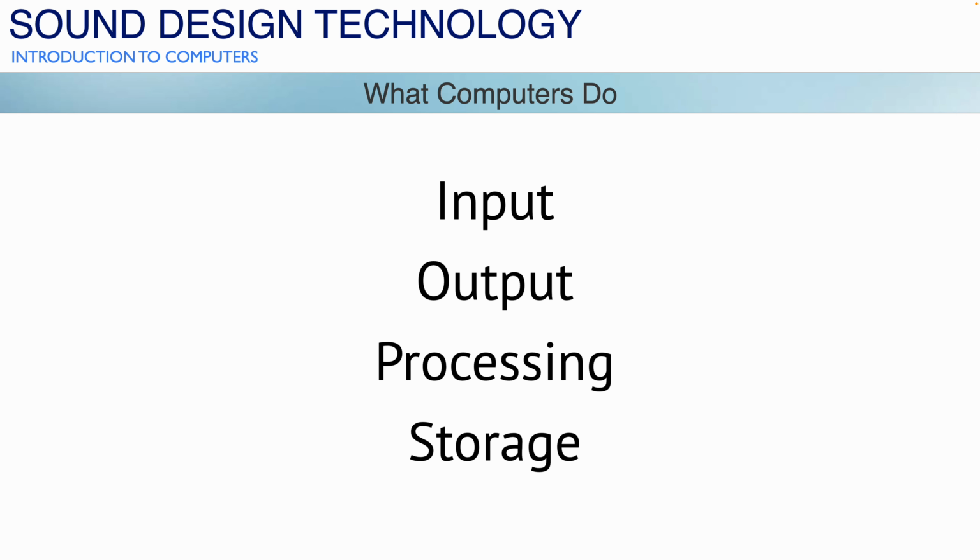Okay, so what does a computer do? Well, computers do 4 things. And that's it. The 4 things that computers do are input, output, processing, and storage. That's what a computer does. Everything that a computer does can fall into one of those 4 categories. Input, output, processing, storage. I want to talk about each of those.